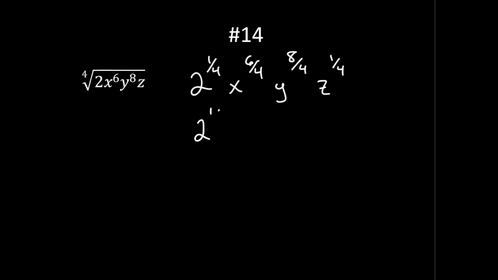2 to the 1/4 times x to the, I'll call this 4/4, times x to the 2/4. Remember, when you multiply those, you actually end up adding their exponents. And then times, I'm just going to call that y squared, because 8/4 is just 2. And then z to the 1/4.